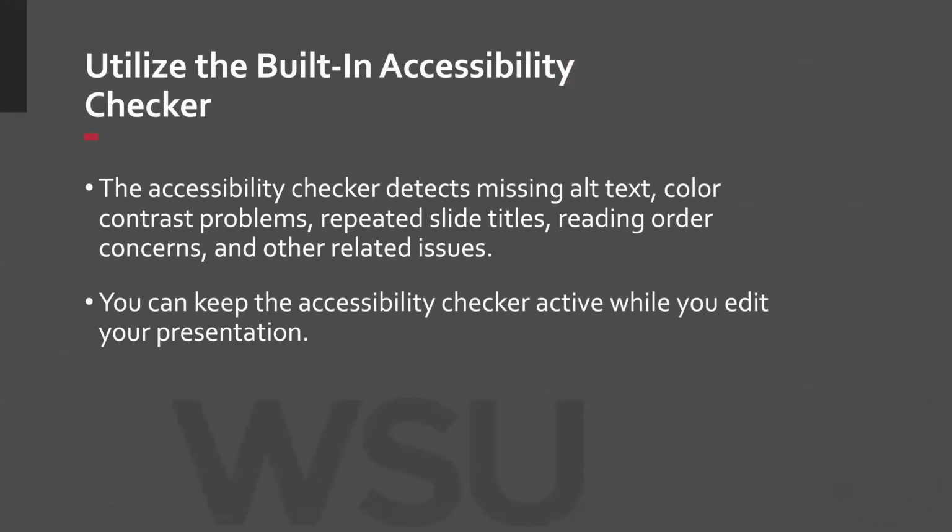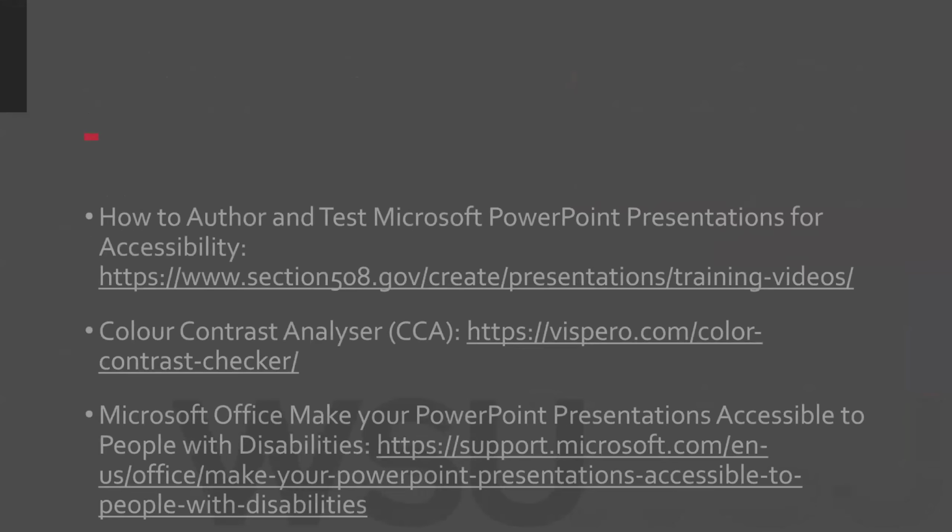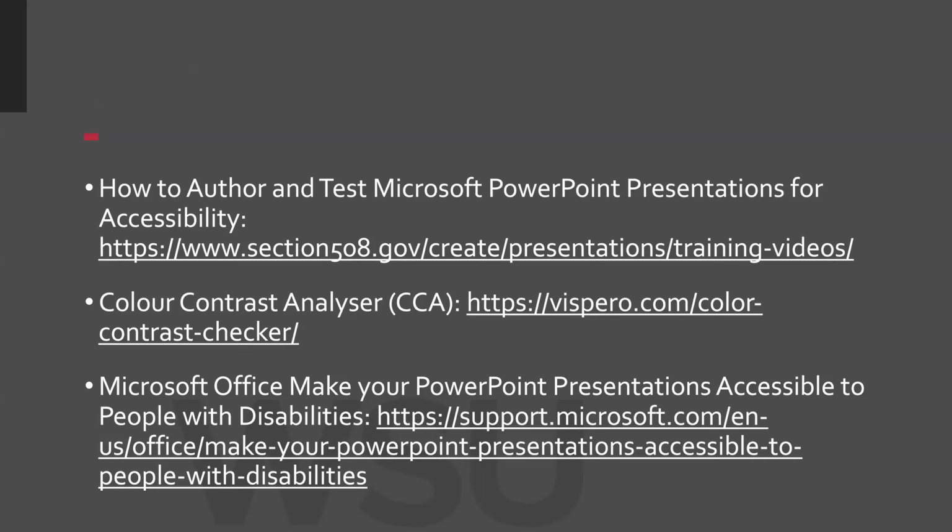And so next, I am going to talk about using the built-in accessibility checker. The accessibility checker detects missing alt text, color contrast problems, repeated slide titles, reading order, and other related issues. You can keep the accessibility checker active while you edit your presentation. And this last page doesn't have a title, and I'll fix that when we go through the remediation, but I've provided some additional resources that you can refer to on the web.